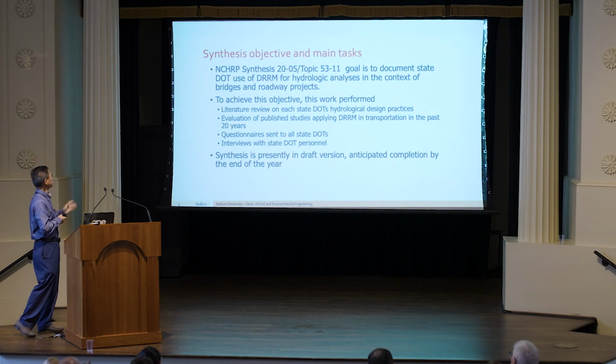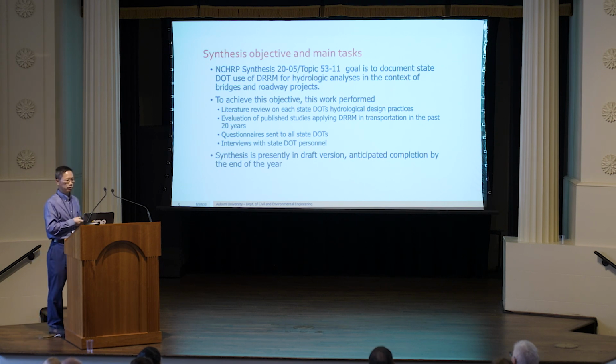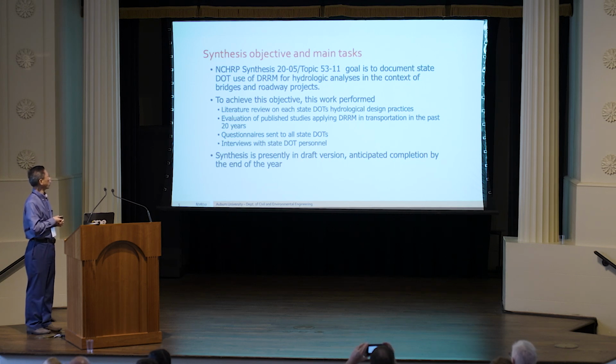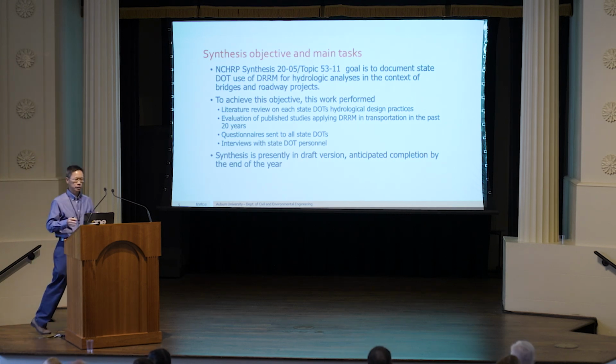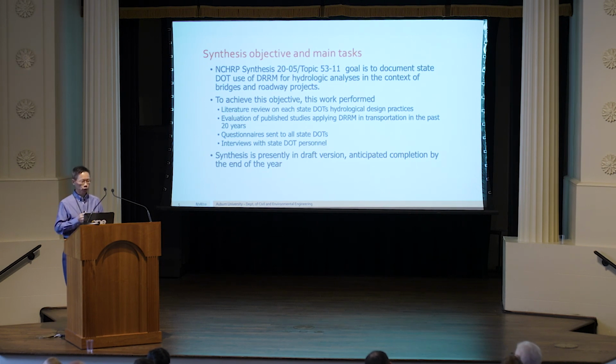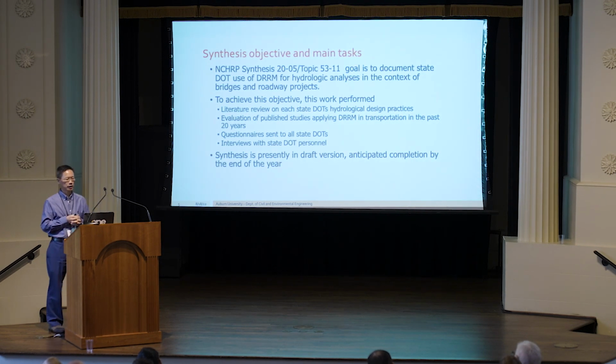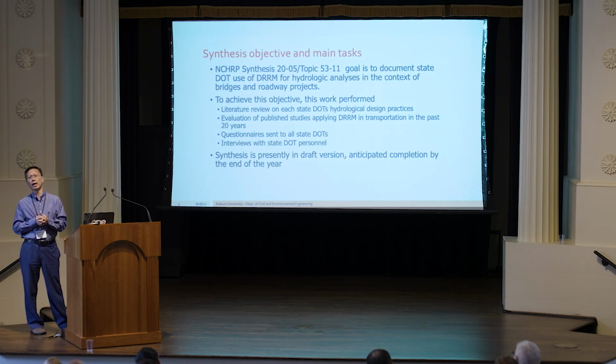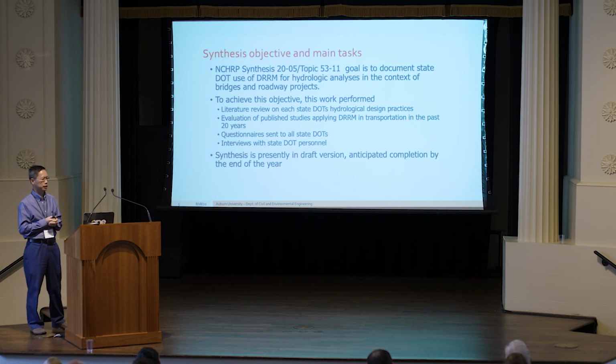Okay, so these are the synthesis objectives and main tasks, for NCHRP 20-05, Topic 53-01. The goal is to document how state DOTs use the DRM in hydrologic analysis in the context of bridges and roadway projects. So it may not be so linked to urban stormwater management, because it is more linked to DOT projects.